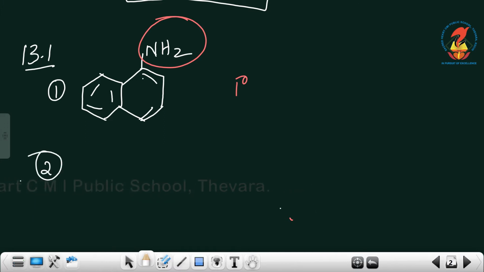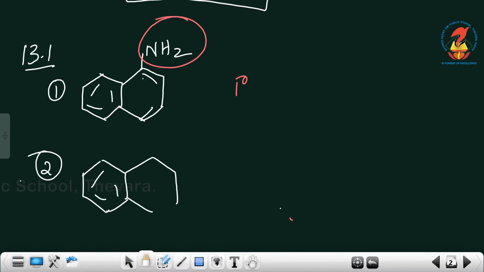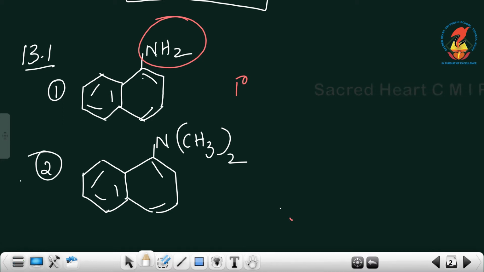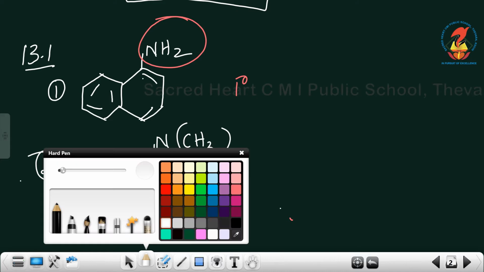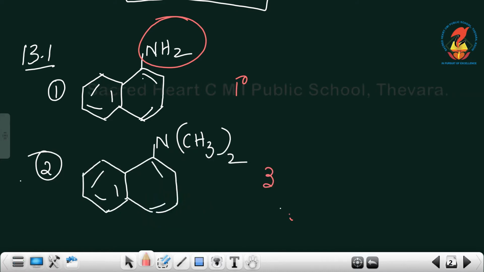The second question is this. How can we classify this as primary, secondary or tertiary? Look at the nitrogen atom only. It is N only, there is no other replaceable hydrogen atom on this nitrogen. If it is N only, we can say that it is a tertiary amine.